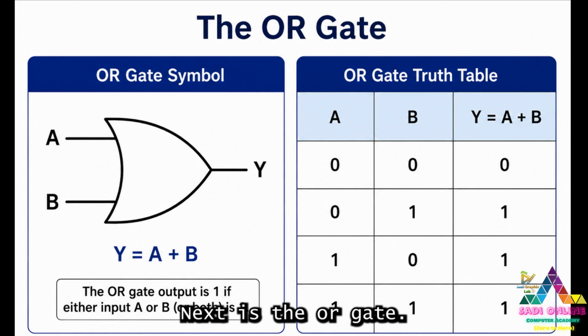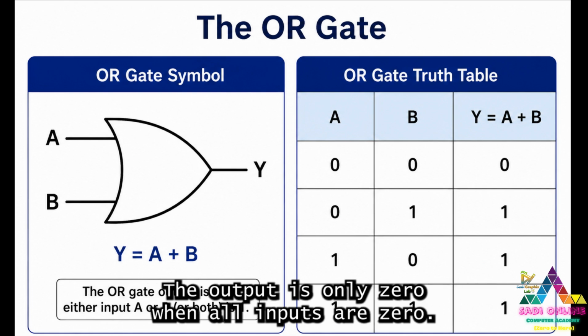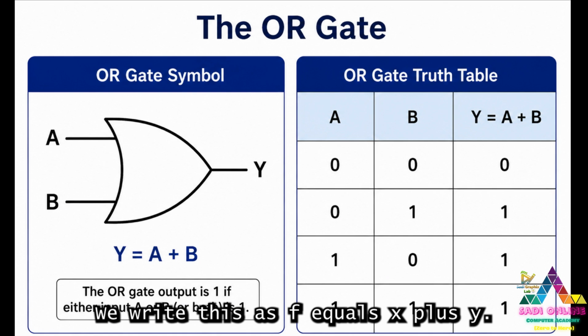Next is the OR gate. This is the either-or gate. It produces a high output if at least one input is 1. The output is only 0 when all inputs are 0. We write this as F equals X plus Y.